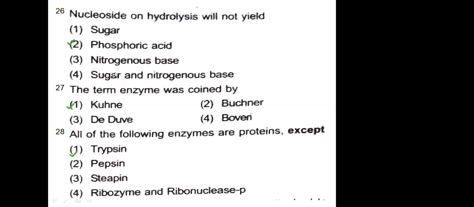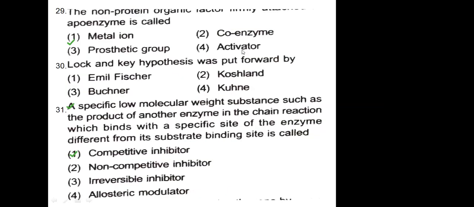Trypsin is the hormone. The non-protein organic factor, during formation of which is attached to apoenzyme, is called cofactor. The lock and key hypothesis was put forward by Emil Fischer, and Koshland put forward the induced fit theory. A specific low molecular weight substance, such as the product of another enzyme in the chain reaction, which binds with the specific site of enzyme different from its substrate binding site.